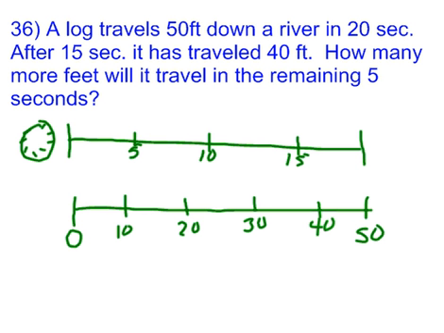Now let's go back to the problem. A log travels 50 feet down a river in 20 seconds. After 15 seconds, so right here, it's at 40 feet. So my graph didn't line up very well, but we get the point that it's right here. How many more feet does it have to travel? Well, the distance in between 40 and 50 is 10. So the solution is 10 feet.